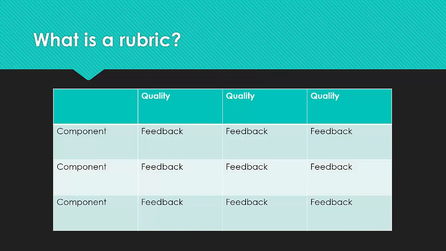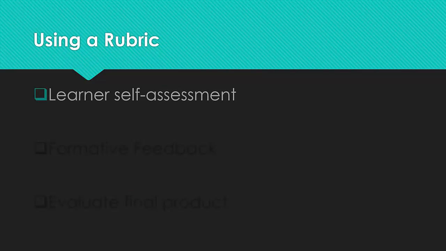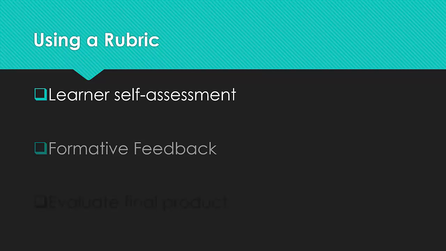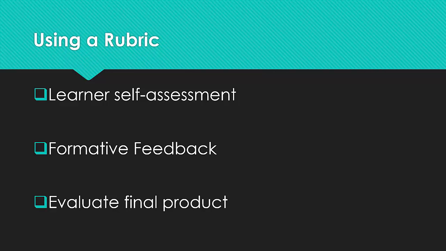A rubric is a tool that outlines the component parts of an assignment and specifies the quality of those components. All of the potential constructive feedback that can be given to the learners is developed in advance of assigning the work to the students. The rubric can then be used by the learners to self-check their progress on the assignment. It can be used by the instructor to give formative feedback, and it can be used to evaluate the quality of the final product. So what does a rubric look like?